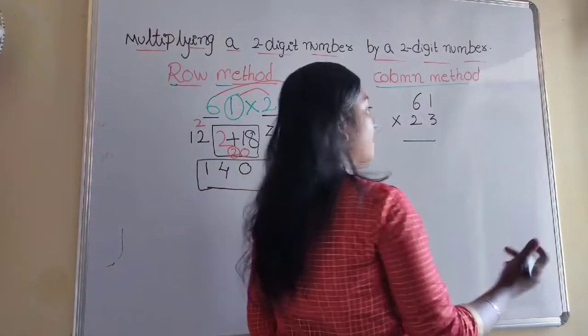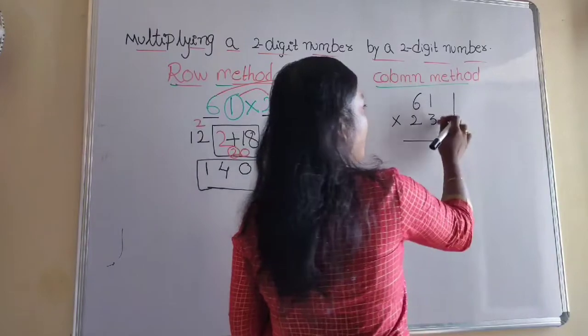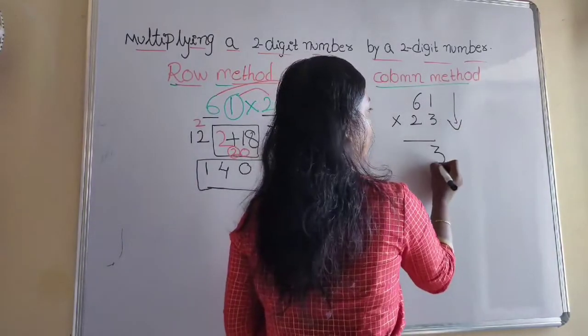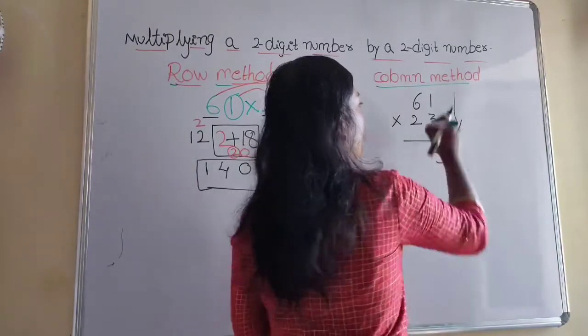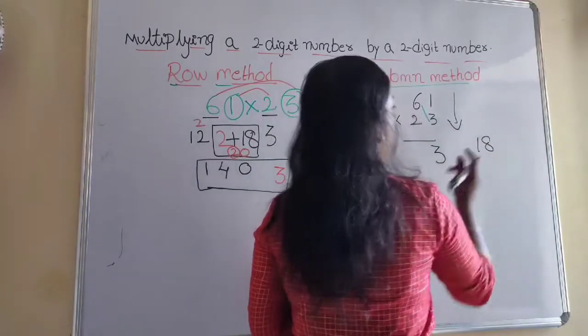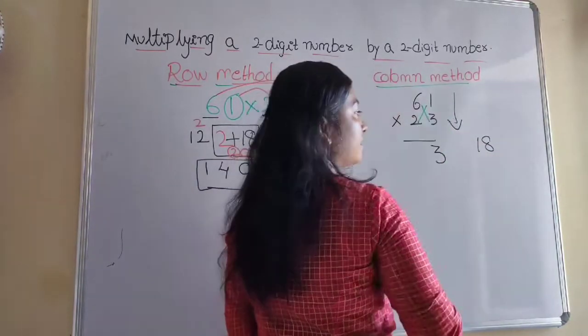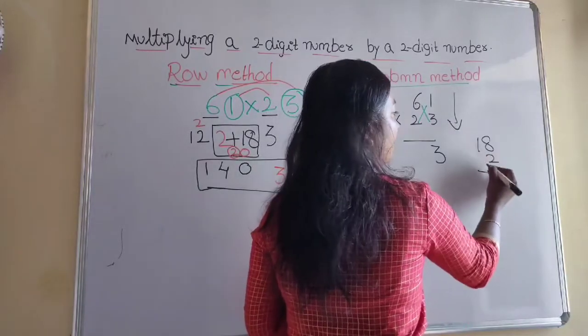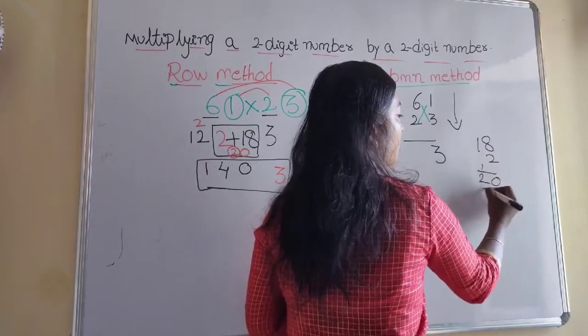So the same arrow mark method. 1 into 3 gives 3. Next do the cross multiplication. 6 into 3 gives 18. And next 2 into 1 gives 2. So 8 plus 2 gives 10 and 20.